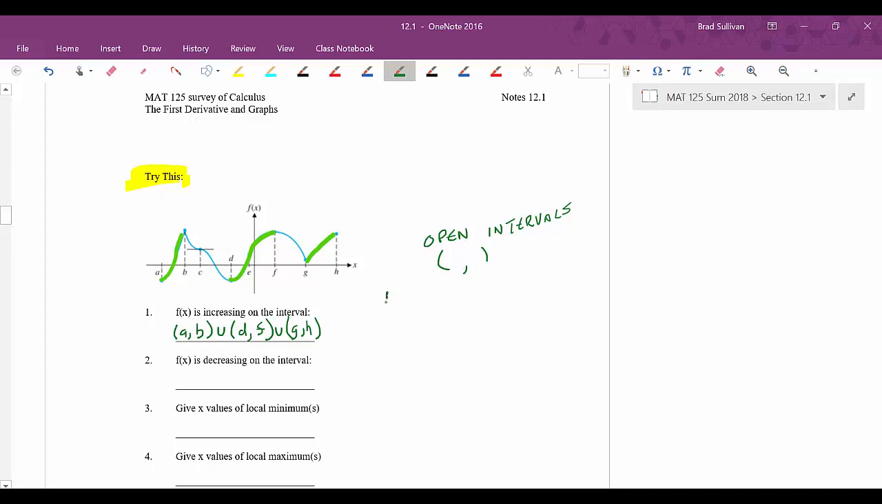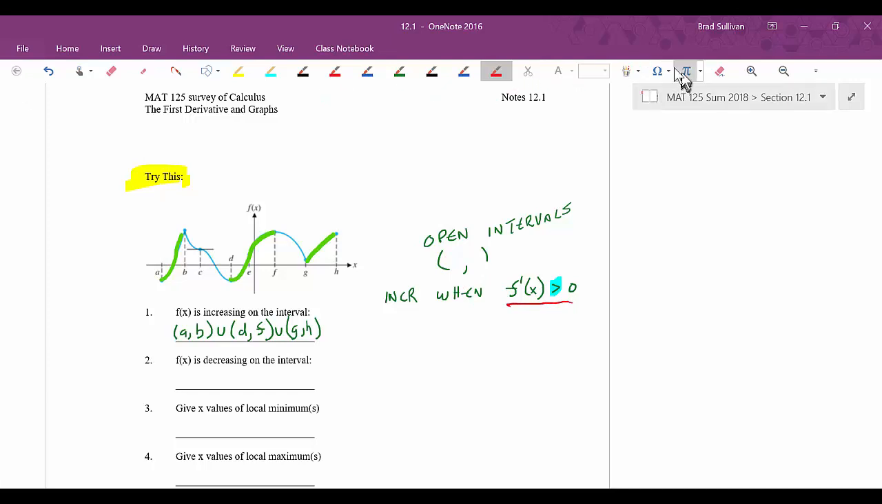Now, a function is increasing when the first derivative is positive, so it's got to be strictly greater than 0. The key is you've got a positive sloping tangent line. If you look at this point right here, the derivative is 0 because the tangent line has a slope of 0, so it doesn't include that. And right here, you're not even differentiable. The derivative doesn't exist at sharp points. So that's the reason for an open interval on increasing.